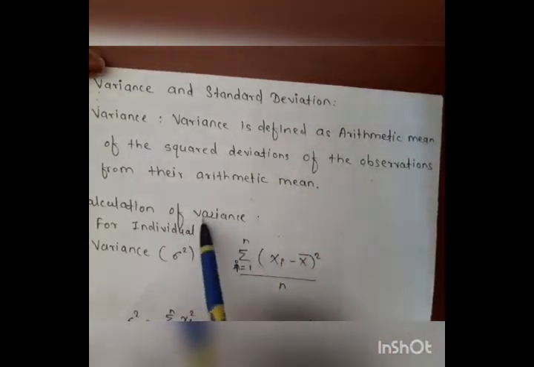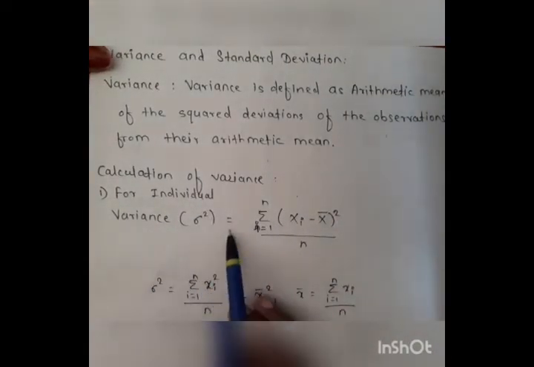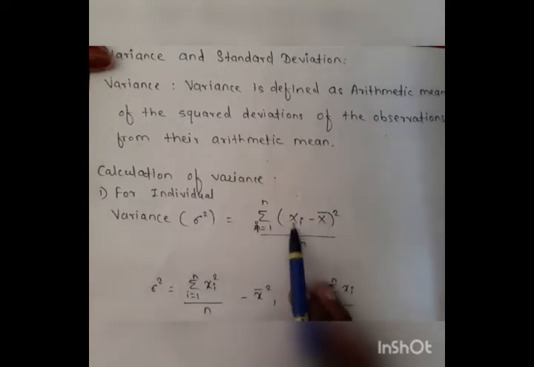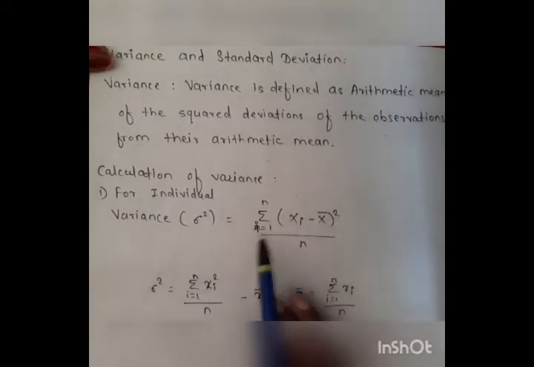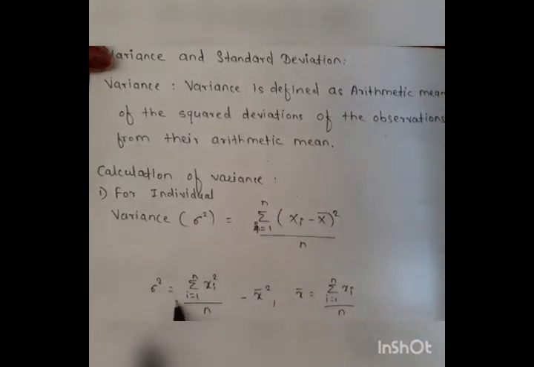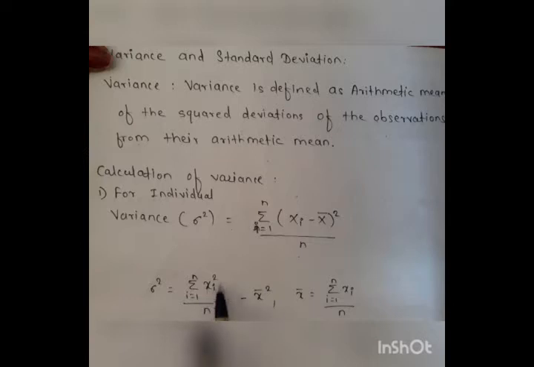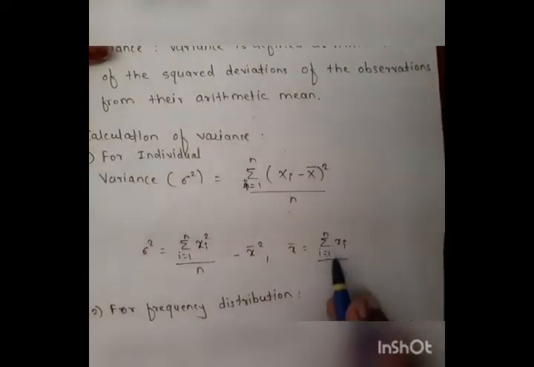So, calculation of variance. For individuals, variance, that is sigma square, is equal to summation of (xi minus x bar) whole square, i running from 1 to n, divided by n, where sigma square is equal to summation of xi square, i running from 1 to n, divided by n, minus x bar square, where x bar is equal to summation of xi, i running from 1 to n, divided by n.